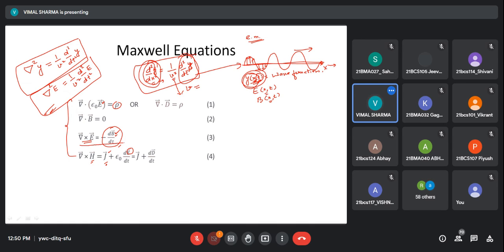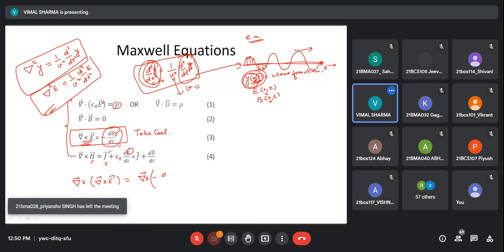We use this equation: curl of E is equal to negative of d by dt of B. If I take the curl of this equation, you know the curl operation now. So taking the curl of this means what? Curl of this, that is curl of curl of E, is equal to the curl of the right hand side, which is minus d by dt of B.